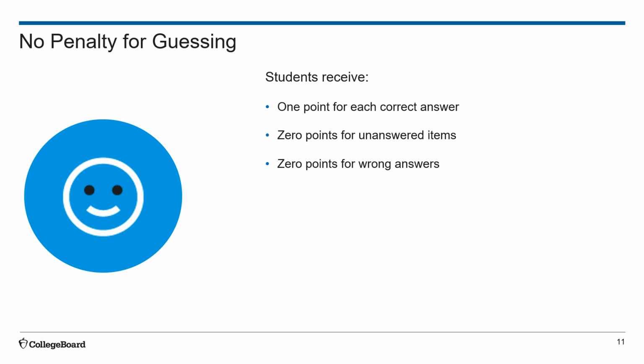The SAT suite of assessments does not deduct points for incorrect answers. Students earn points for the questions they answer correctly. This move to rights-only scoring encourages students to give the best answer they have to every question.